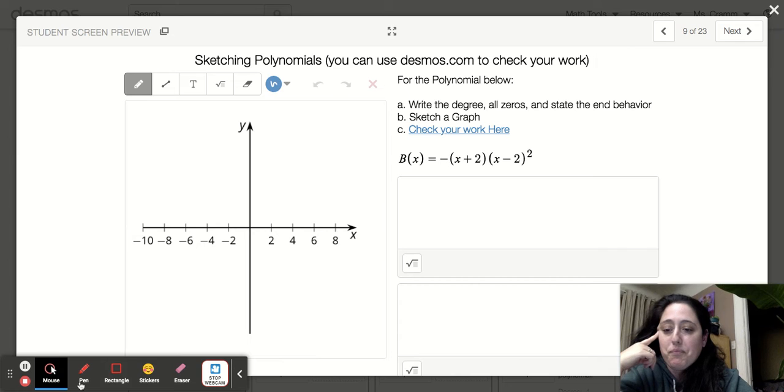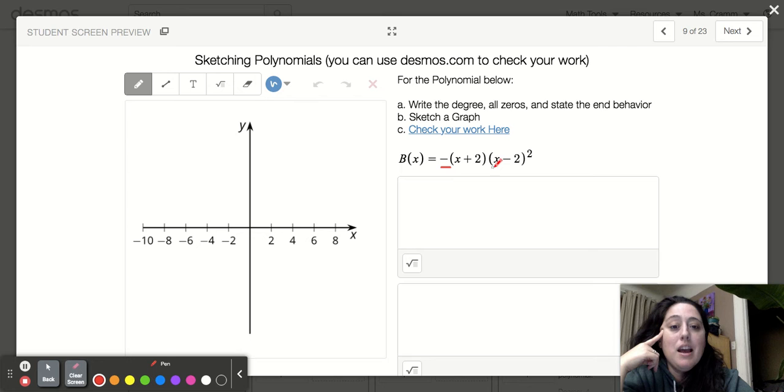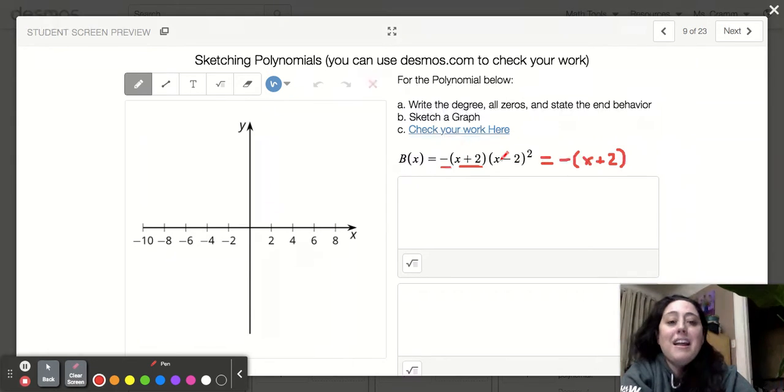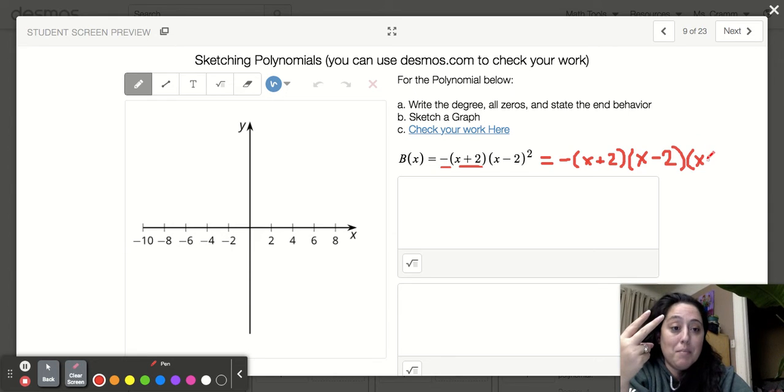Okay, so I'm noticing that this is now negative. And if I were to write all of my factors out, I would have the negative, the x plus 2. Okay, right? I'm just rewriting these. And then x minus 2 is squared, right? So if you're sensing a multiplicity, you are absolutely right. So x minus 2 is being multiplied by itself 2 times.